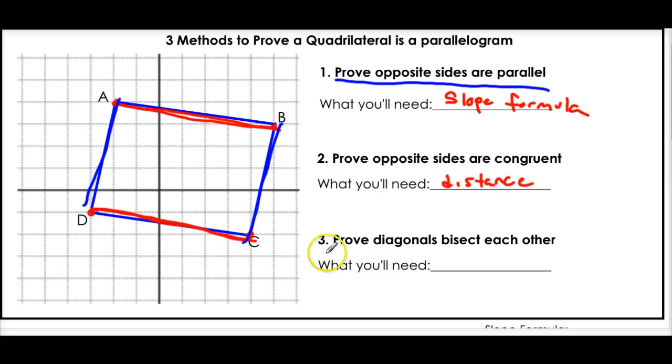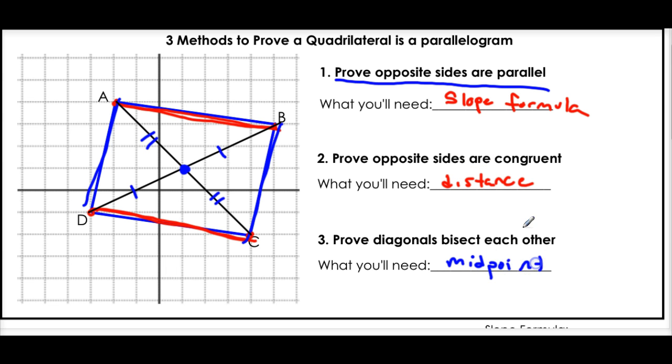And finally, we could prove that diagonals bisect each other. Now, how would we do that? Well, I'll show you. Let's draw our diagonals here. Here's a diagonal and here's a diagonal, and they go through this point. Now, this point is very special because it goes through the middle of both of these lines. What do we call this point that goes through the middle? We would call that the midpoint. So if I find out that the midpoint of DB is the same as the midpoint of AC, then I know they bisect each other, and so I'll probably need the midpoint formula.